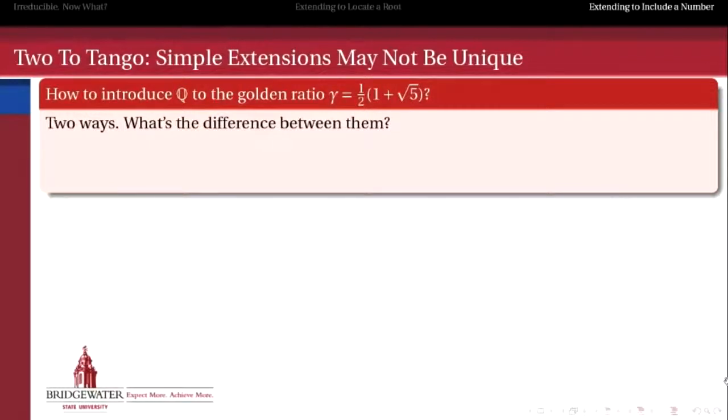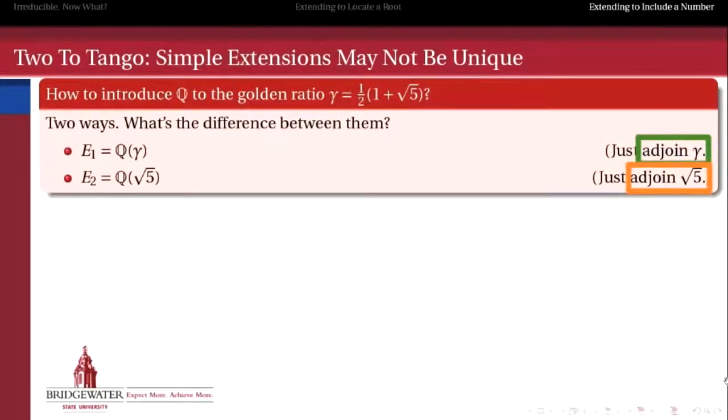So there are two ways to introduce the rationals to the golden ratio, 1/2 times 1 plus radical 5. And here are two different ways. One way is to just take the number gamma, 1/2 times 1 plus radical 5, and throw it in there. In other words, use that as the element of your simple extension. This would be kind of the most obvious way to do it. Just straight ahead, throw in gamma and see what happens.